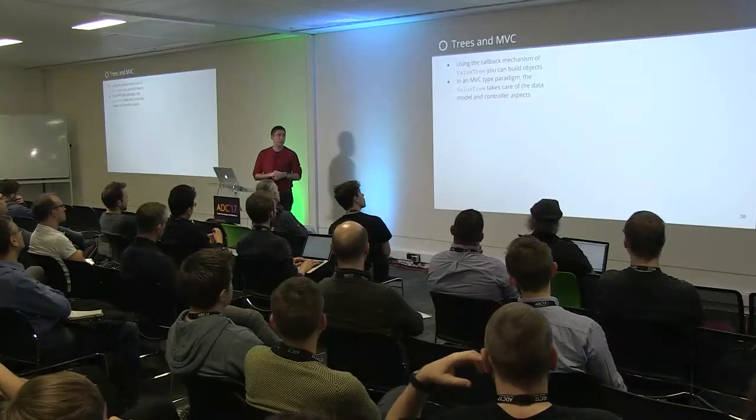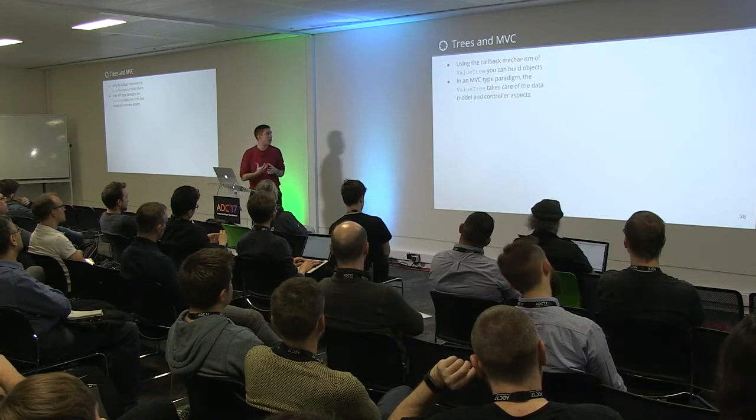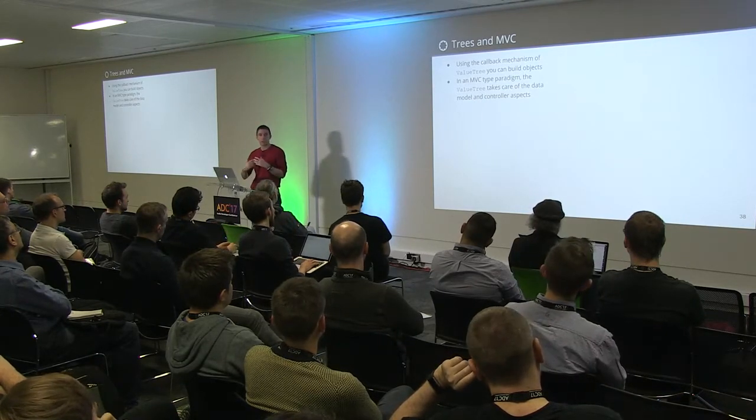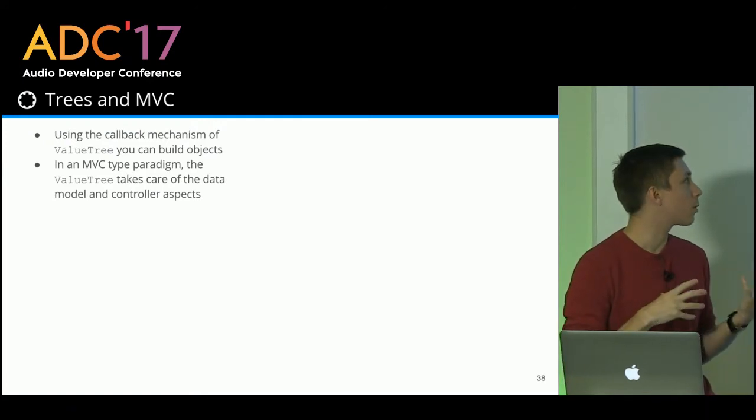Once you've kind of got what your classes are, you can start thinking about how they're going to interact with the rest of the world. And with ValueTree, because we have this callback mechanism, we can essentially use this as an MVC paradigm. Now, in ValueTree land, I like to think of, if you compare it to MVC, that ValueTree essentially takes care of the model. That's the name value set data bit under the hood. And then the controller is this listener interface. So it kind of takes care of the model and the controller aspect.